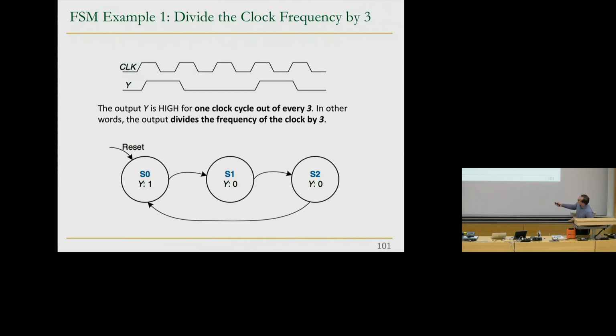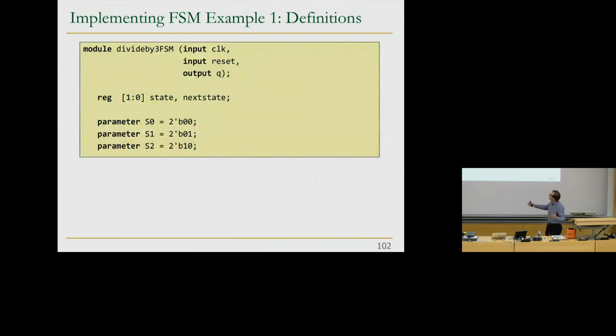And the output Y is the divided clock signal. It's 1 only in the first state. When the next state happens, it transitions to 0. It stays in 0 for 1 clock cycle. And when the next state happens, it transitions to 0 again. It's still 0. And when you go to the next state, it goes back up to 1. Well, this is a simple clock divider circuit. It basically reduces your frequency.